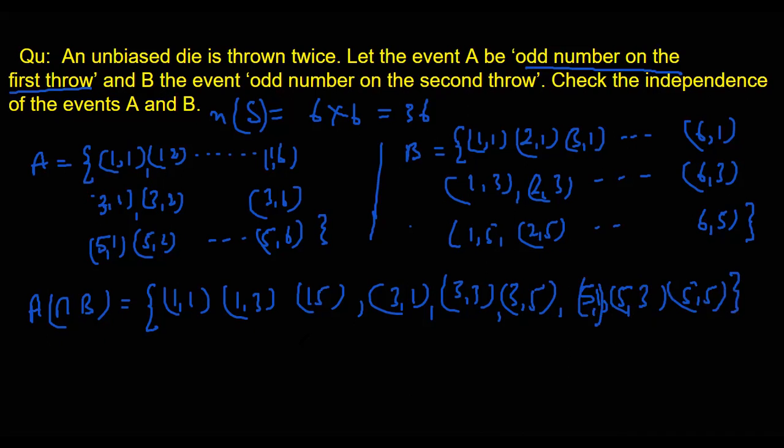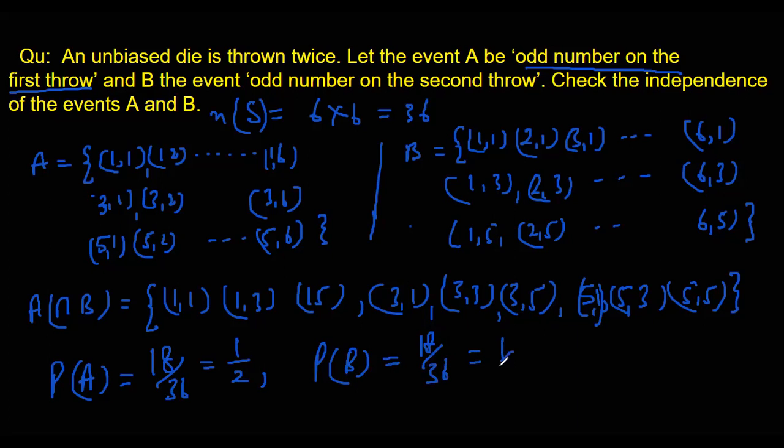So this is all. We can have 9 elements. So A intersection B is equal to 9. If we see here, what would be P(A), the probability of occurrence of A? We see there were 18 cases, right? 18 by 36. So it is 1 by 2. What is P(B) in this case? P(B) is, again, there were 18 cases. So 18 by 36, again 1 by 2.